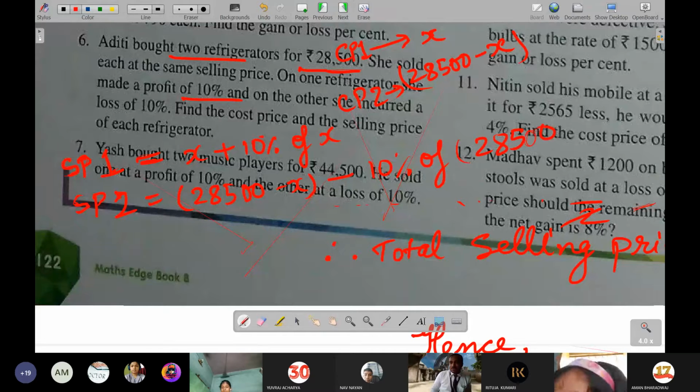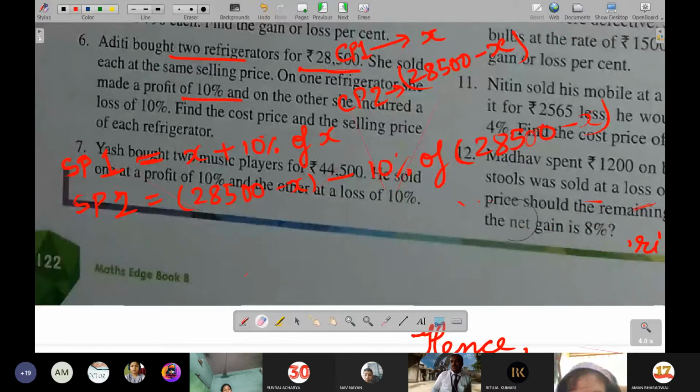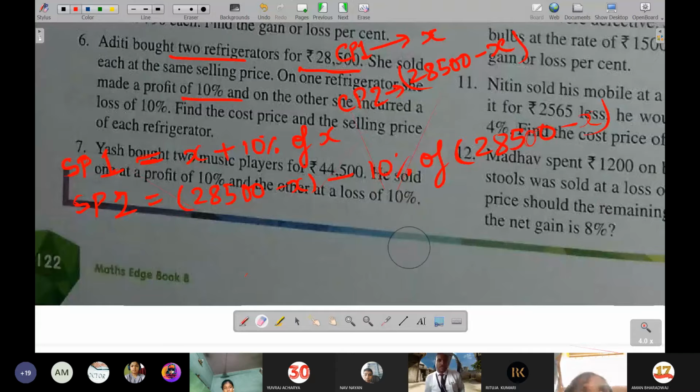And now what you will do according to the question. In the question it has been said both the SPs are the same. So SP1 is equal to SP2, you will solve, then you will get the value of X. And that will give us the cost price of the refrigerator and also the selling price of the refrigerator. Got it? Or should I make it in process? Sir, I didn't understand. Okay, so I'll make it in process then. Let's see how to make it.